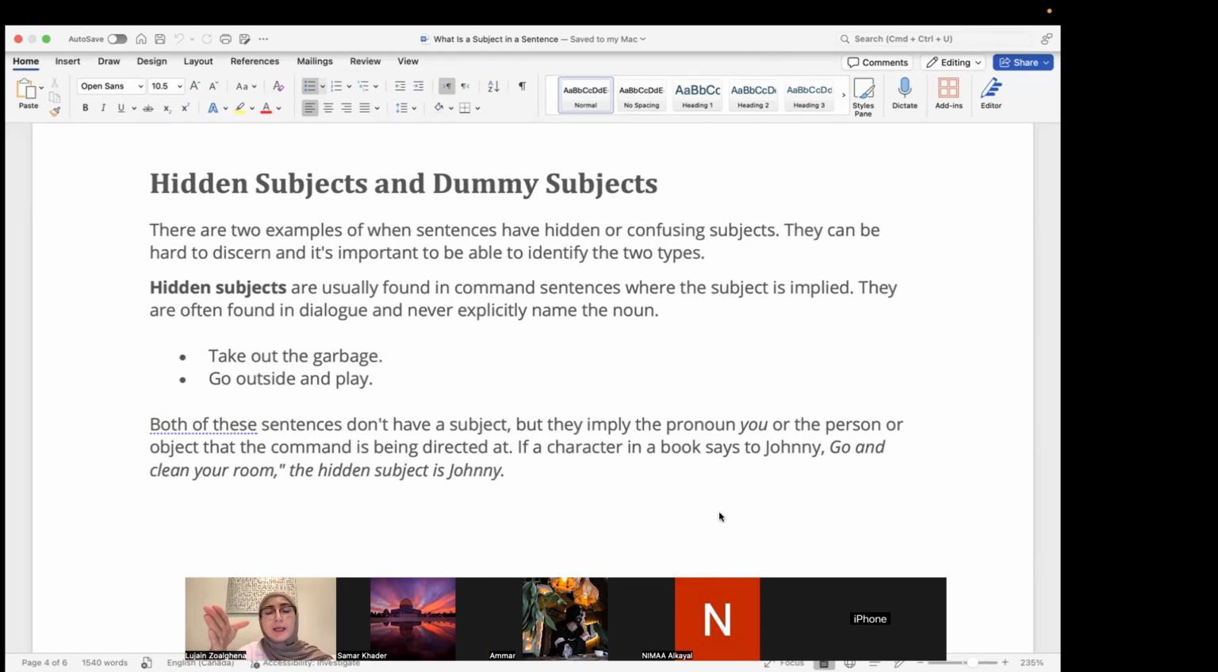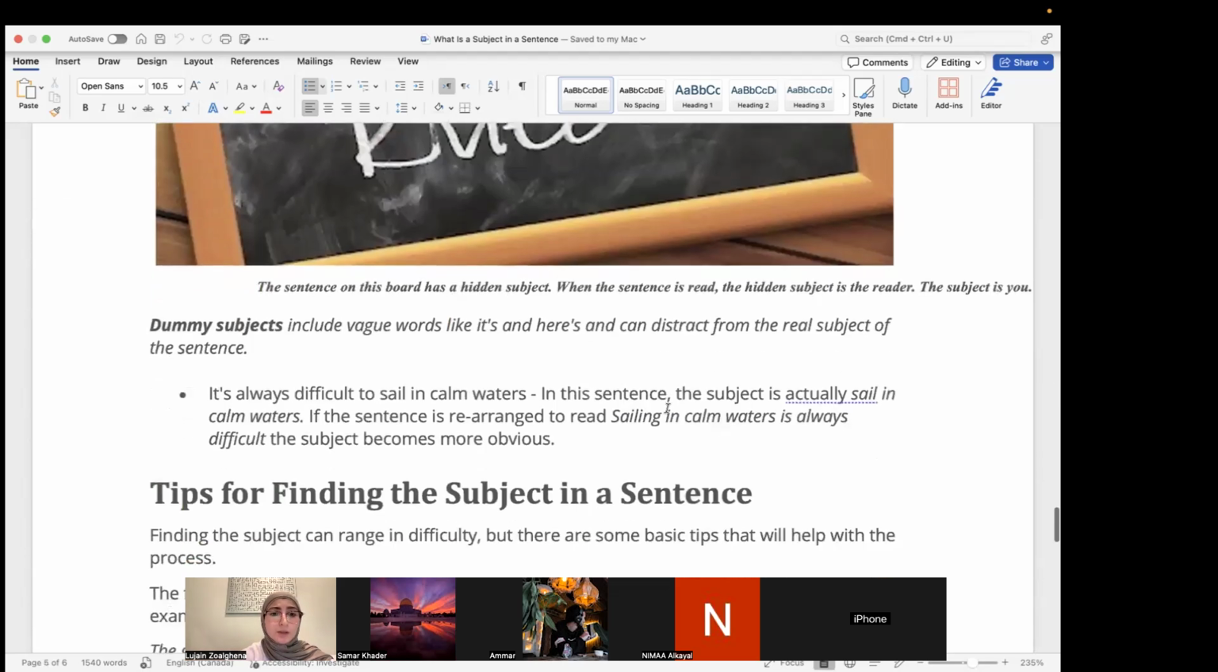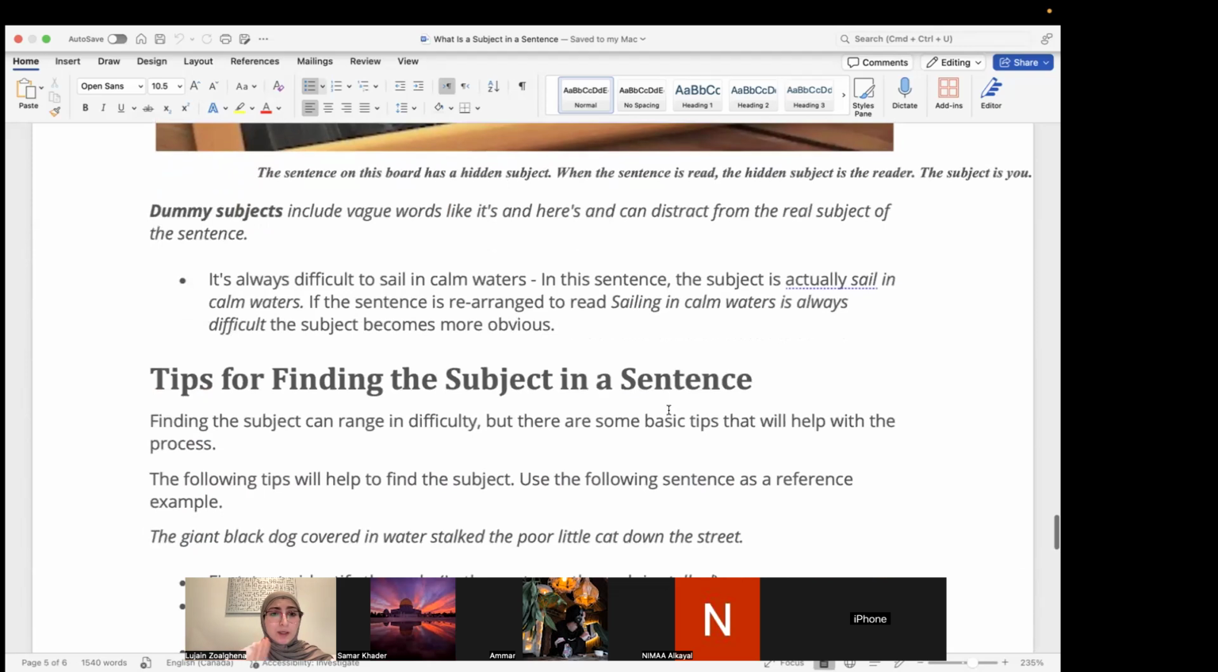If I'm talking to my kid and I tell him, go outside and play, where's the subject over here? The kid. So it is hidden, right? So you have to read. The more you read, you'll know. Dummy subjects, who can read this one?